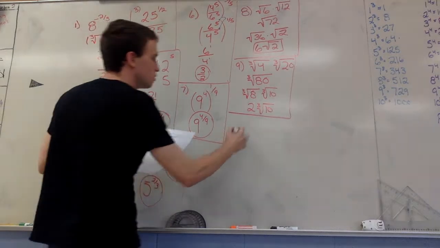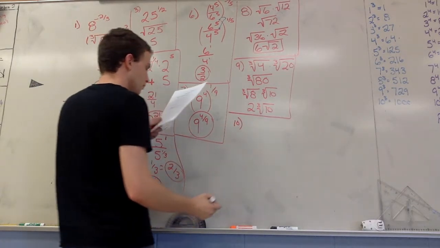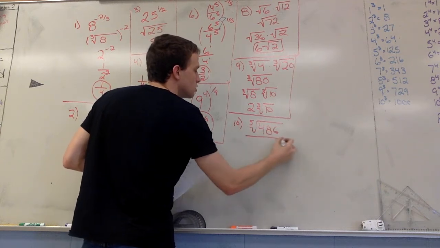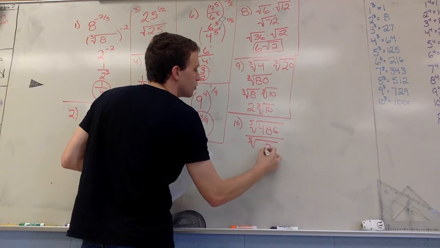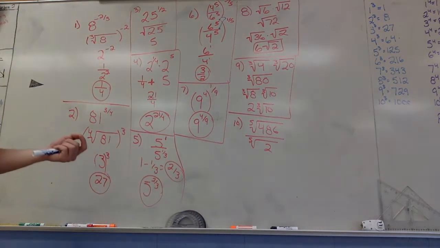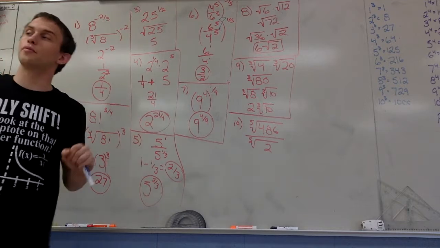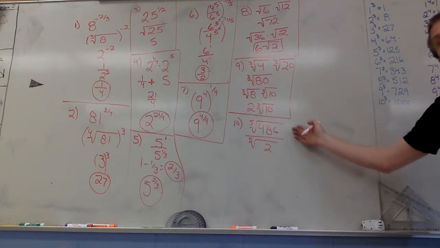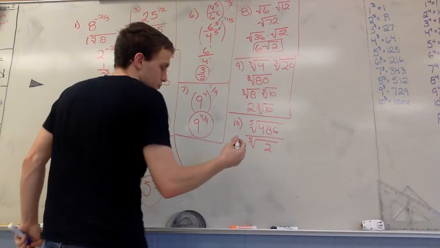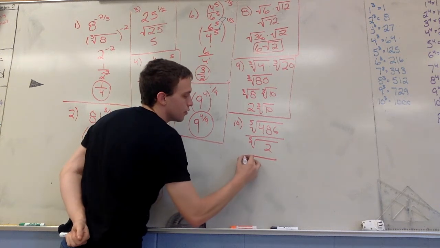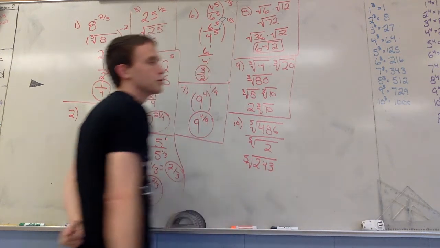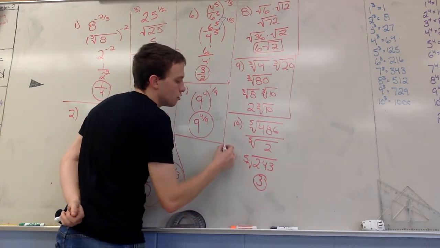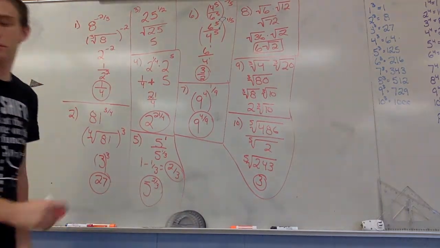Number 10 follows the same line. I have the 5th root of 486 over the 5th root of 2. Now, first off, are these the same roots? Yes, they're both 5th roots. So if these are the same roots, we can actually perform the division. When I divide 486 by 2, this gives me the 5th root of 243. What's the 5th root of 243? 3. That's it for that problem.